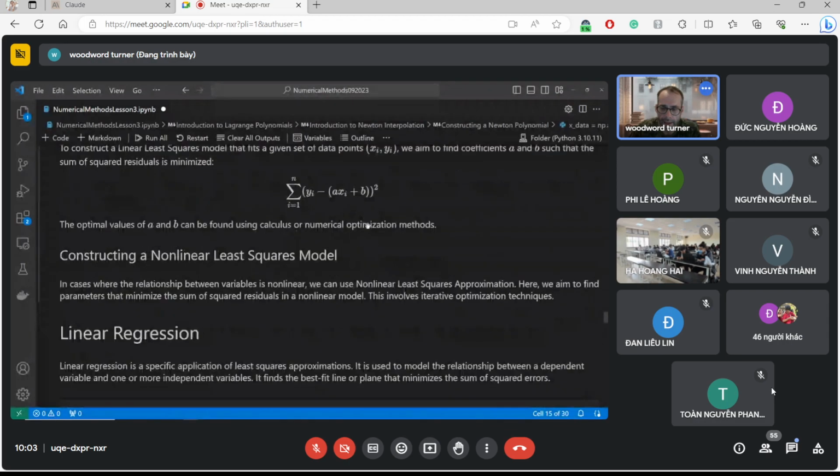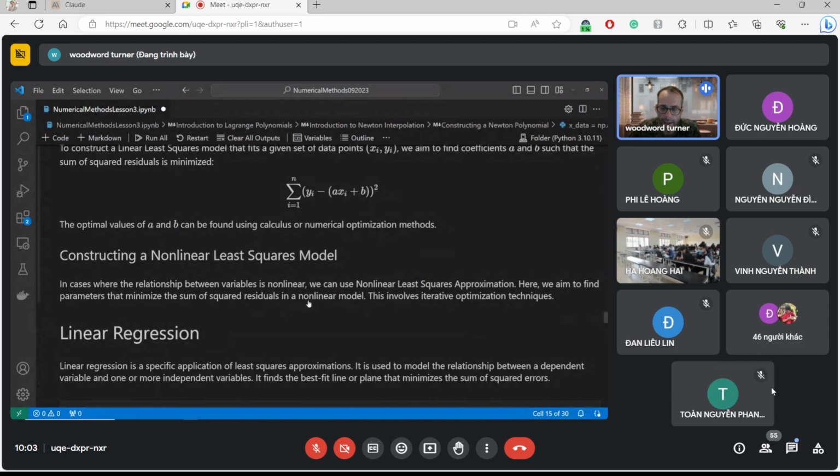Okay, so if we want to construct a nonlinear least squares model, we can use what's called nonlinear least squares approximation, right? So maybe the relationship is nonlinear. It's not a line, so a line wouldn't be the best thing to approximate this y here, right? And same idea, we want to find parameters that minimize the sum of the squared residuals in the nonlinear model. And often this will involve using iterative optimization techniques. So we'll talk about that a little bit more as we move forward.